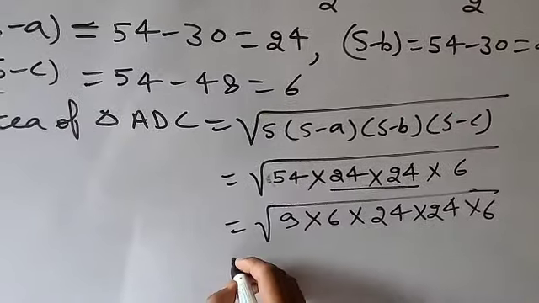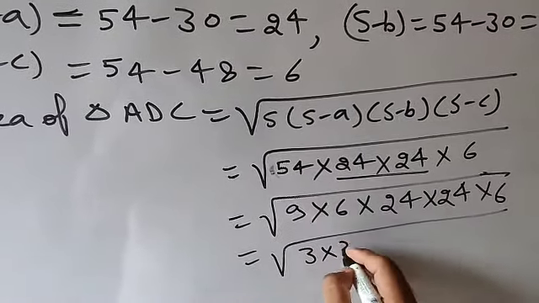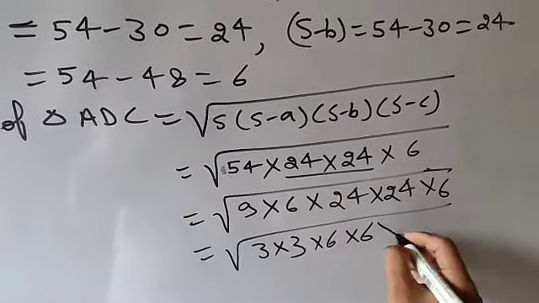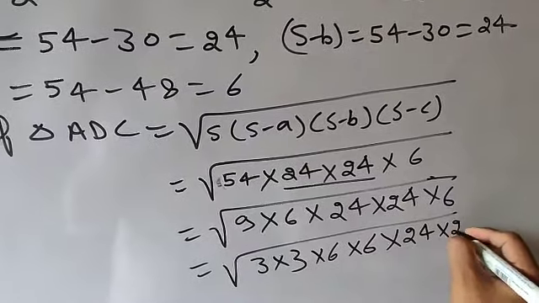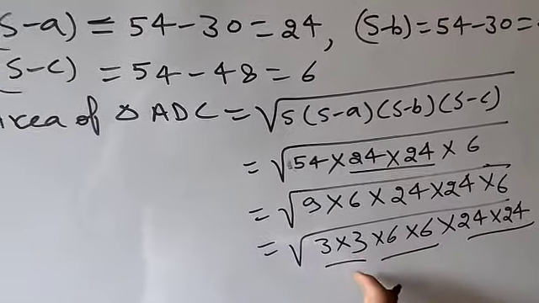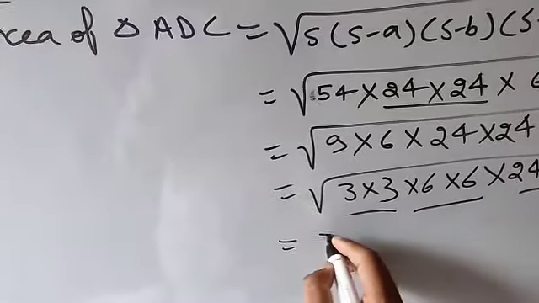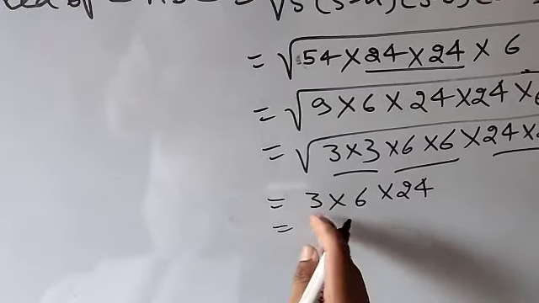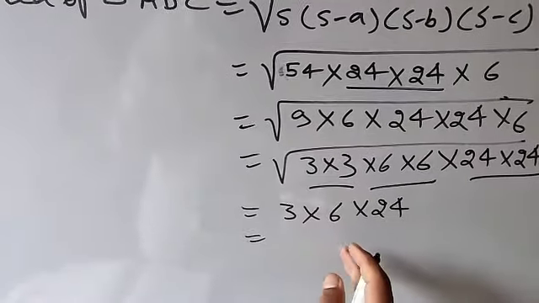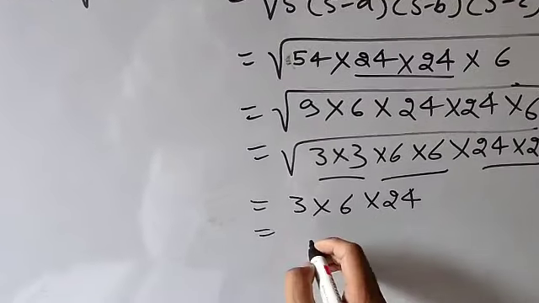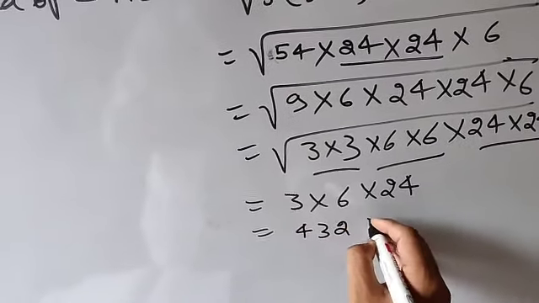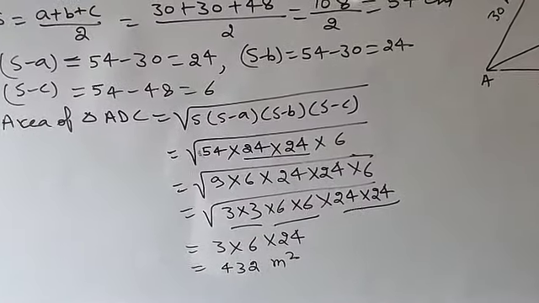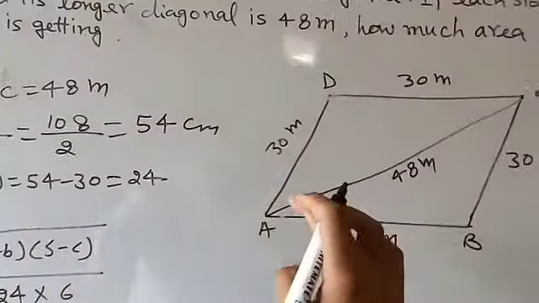Now students, 9 can be written as 3 into 3. 6 and 6 I am going to write together. It will be 6 into 6 and 24 into 24. Now you will make the pairing. So here you are going to get each number in a pair. So pick one number from each pair. So 3 into 6 into 24. That is equal to 18 into 24. If you multiply, you will get 432 meter square. So you got the area of the triangle ADC.